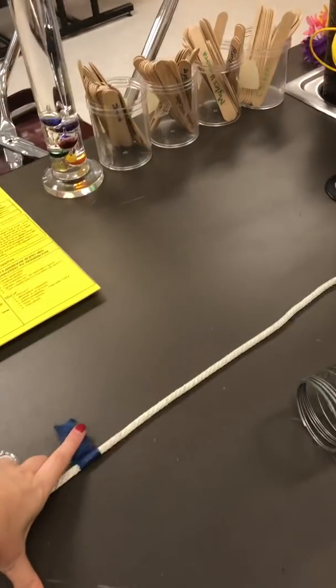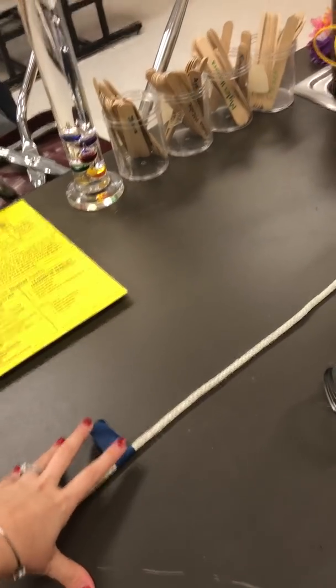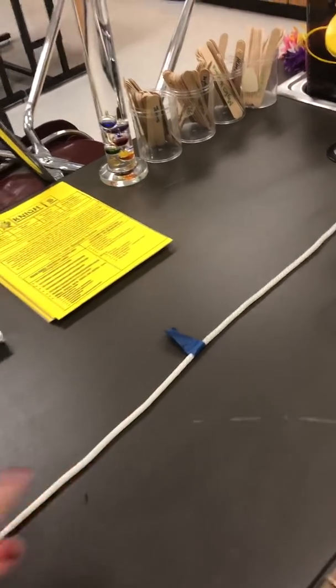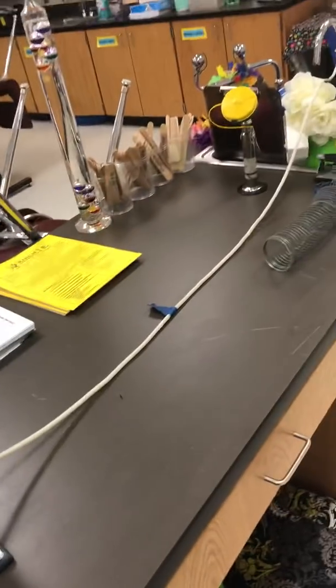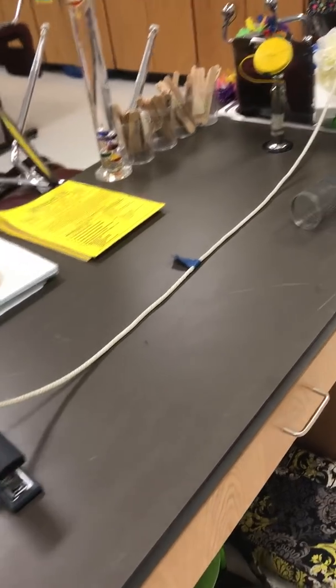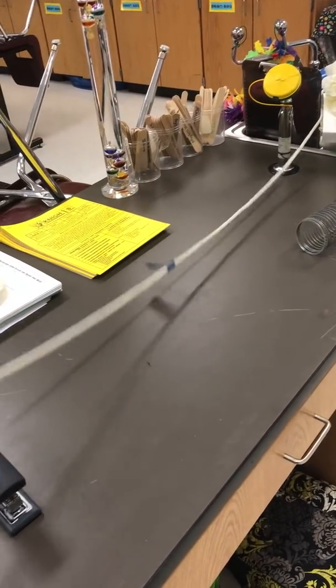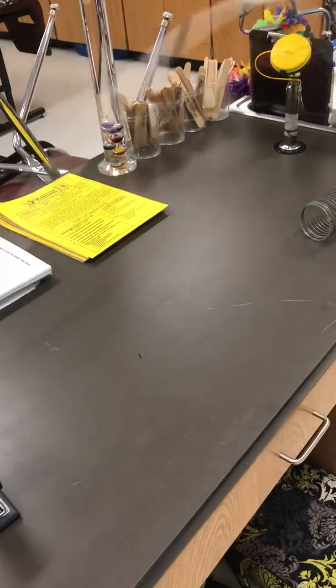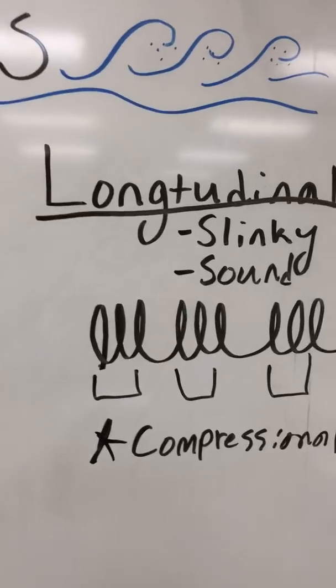This piece of tape right here is supposed to symbolize the matter going back to the same place that it was originally. So if you look again, watching that piece of tape, it will move up and down, but then it will go back to its original spot every time. Same thing with your longitudinal wave.